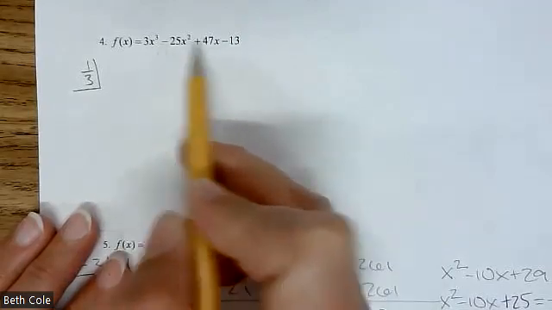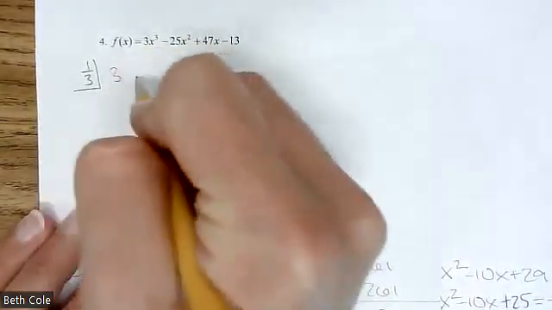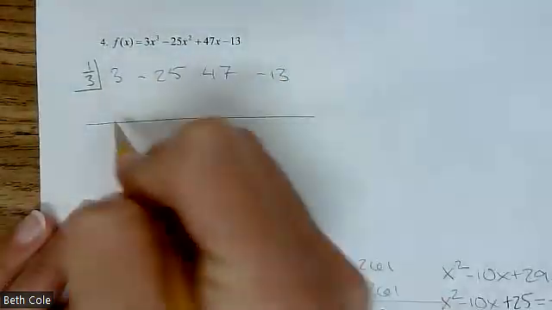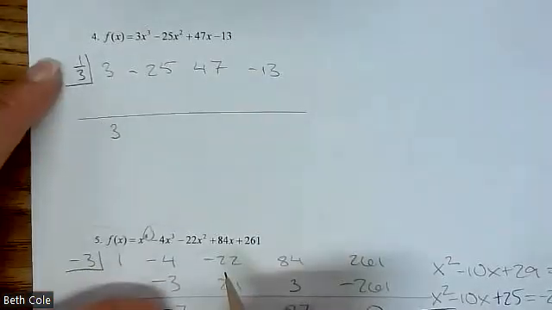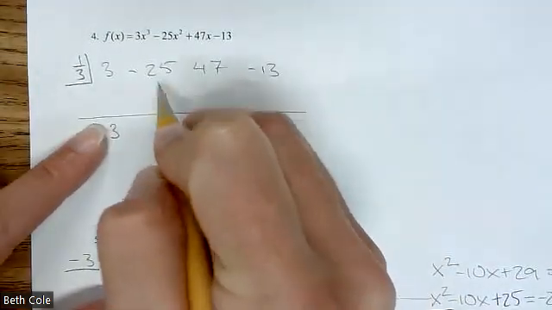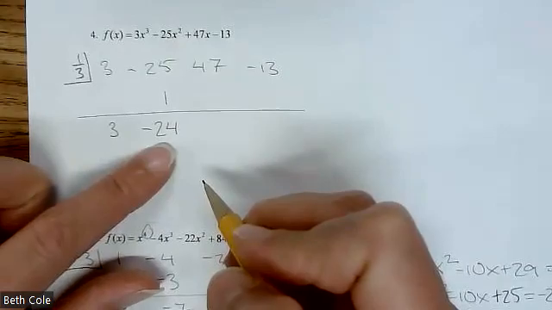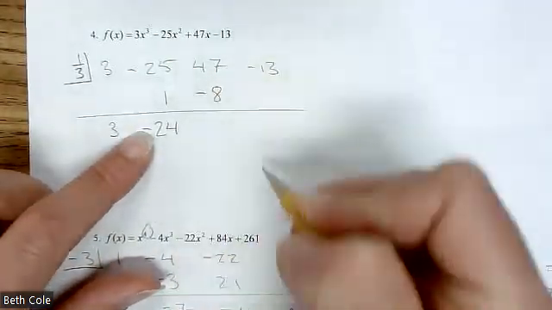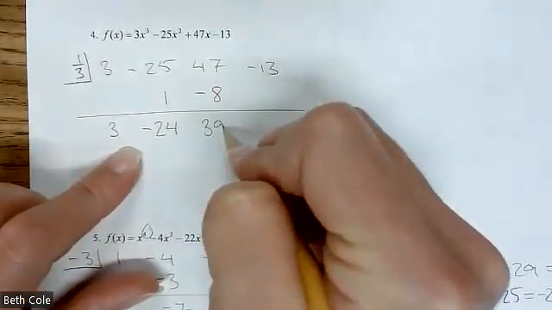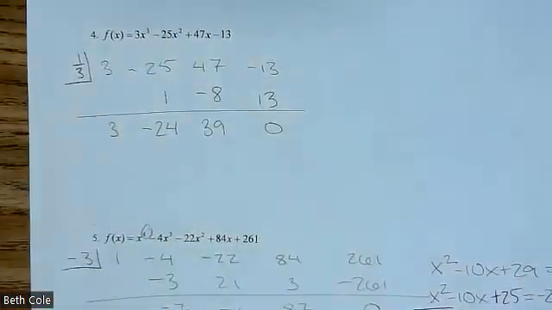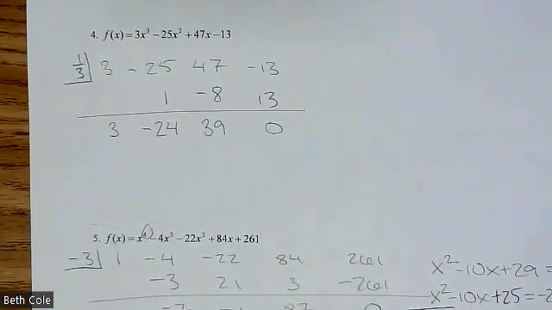Is our countdown in order? Yeah, we're good. All right, 3, -25, 47, -13. Bring down the 3. What's a third of 3? 1. Good. Add. Yeah, I'm pretty sure I'm right. A third of 24 would be 8, it's just going to be -8. That'll be 39. A third of 39 is 13. Good, I was right. Okay, I'm going to pause the video. Go ahead and write it down.